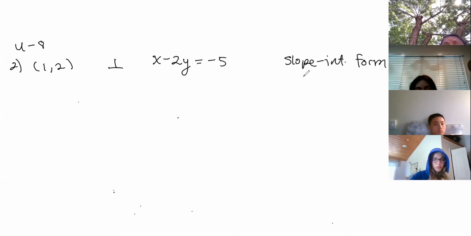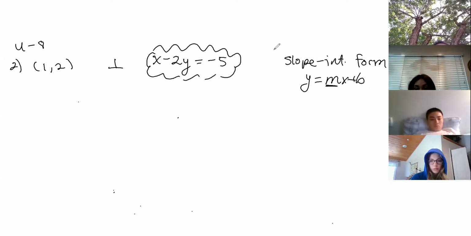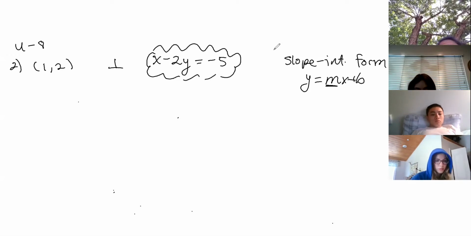Okay, slope-intercept form is y equals mx plus b. So I know I'll be looking for m and looking for b. The way I find m is with this line right here. I need to know what the slope of that line is in order to find the slope of the line I'm looking for. And right now it's not in the proper form for me to find the slope. I have to do stuff. What do we have to do first? Isolate the y.